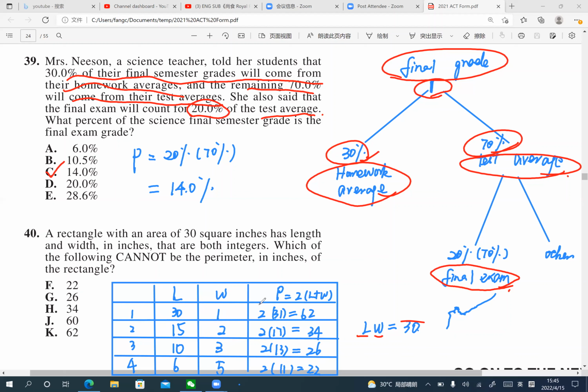The perimeter of each rectangle is 2 times length plus width. The first one, 31 times 2 is 62. The second one, 15 plus 2 is 17, 17 times 2 is 34. The third one, 10 plus 3 is 13, times 2 is 26. The fourth one, 6 plus 5 is 11, times 2 is 22. So we should choose option J. 60 is not in our list.